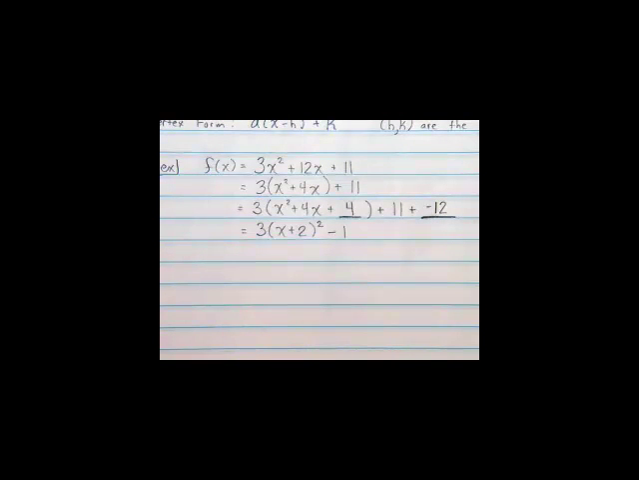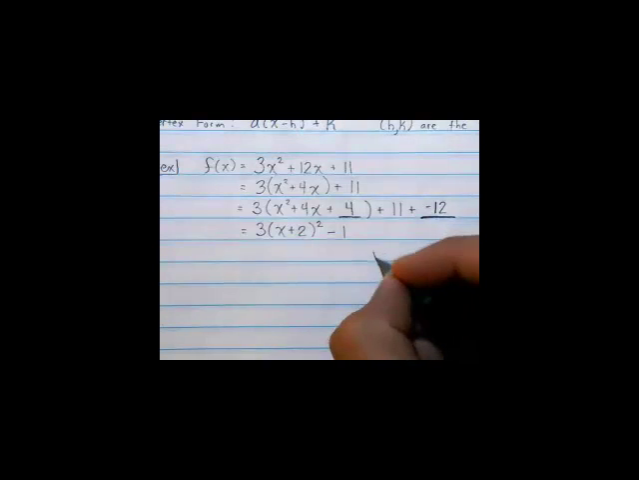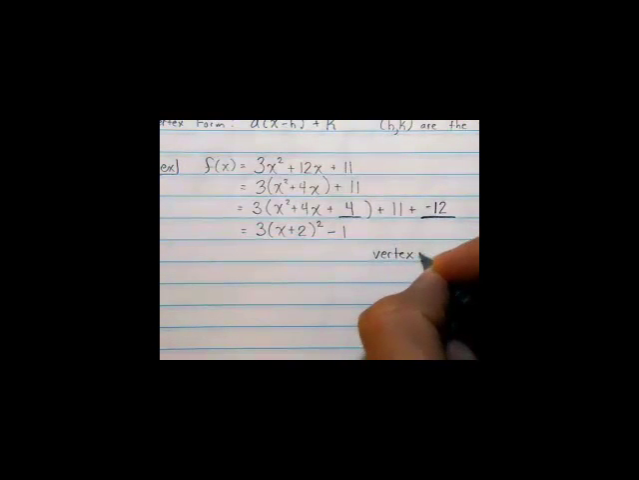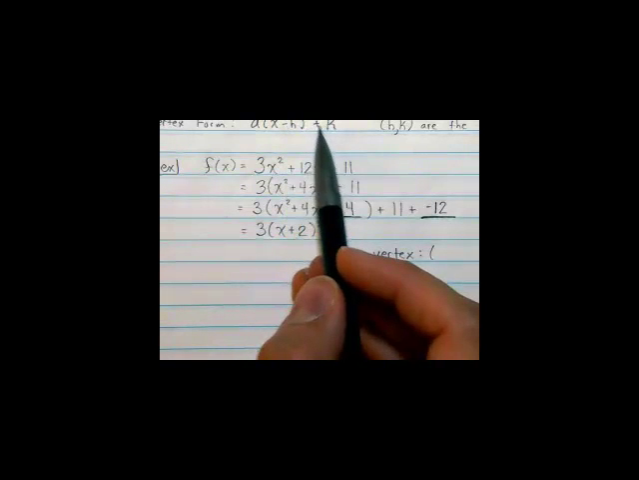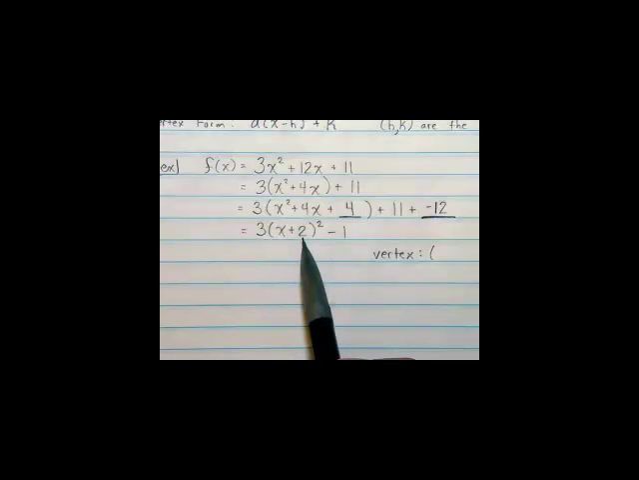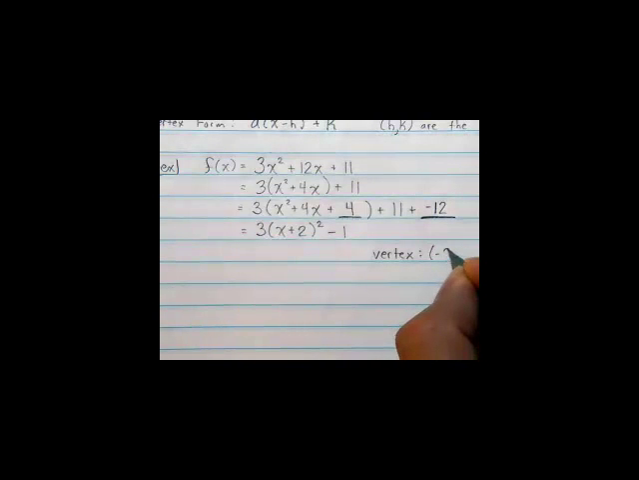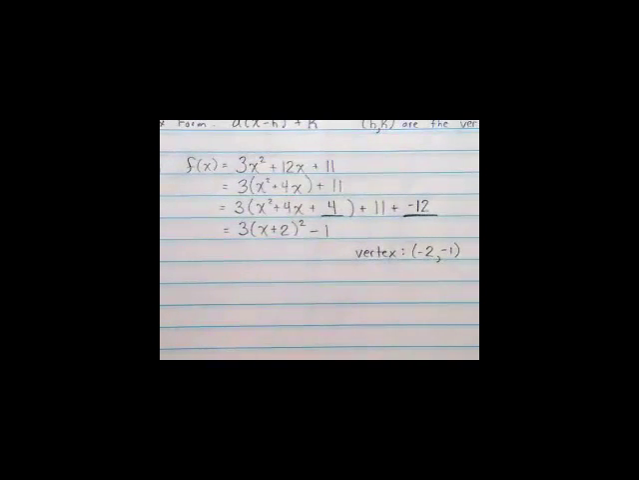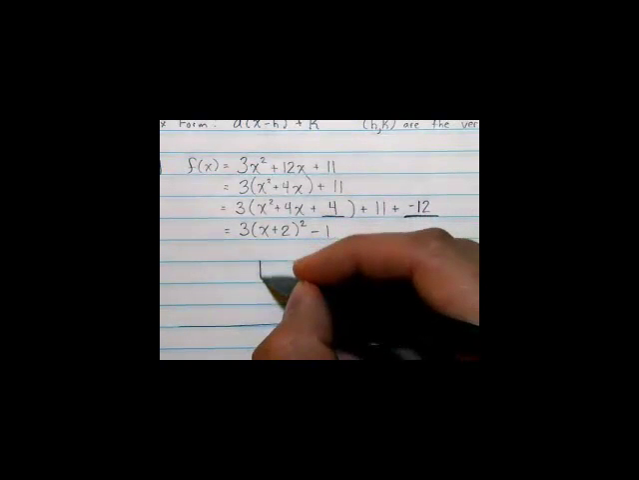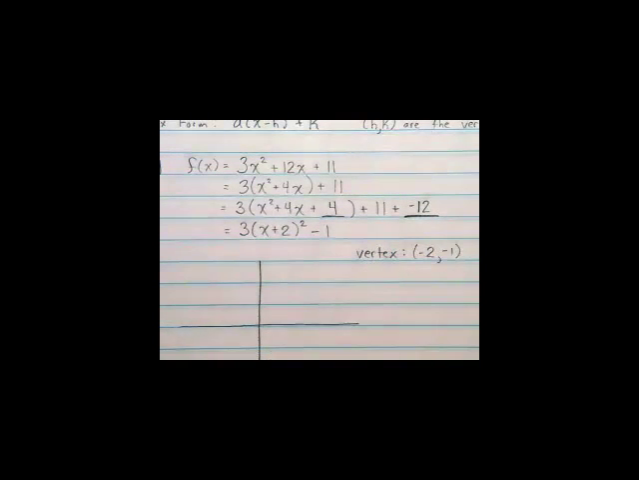So what's my vertex? So it's x minus h, plus k. So what's the h? Negative 2. And what's the k? Negative 1. Yep, so the vertex of that parabola is at negative 2, negative 1. So, if I'm going to start piecing together a graph here, I know that my vertex needs to be at negative 2, negative 1.